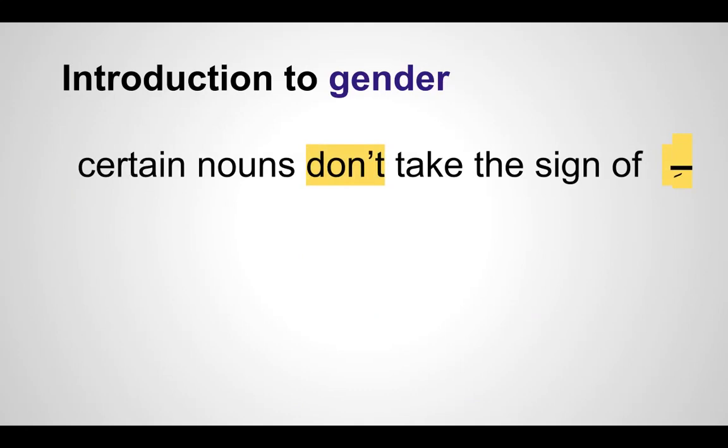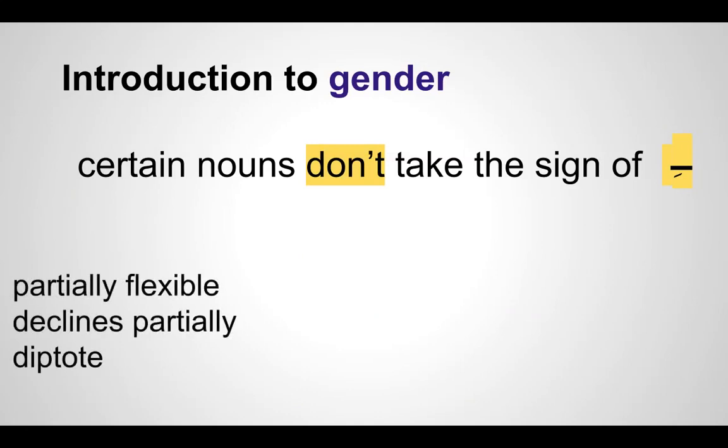However, we need to know that certain nouns do not take kasra at the end of the letter, and those are called partially flexible. They take a dhamma, but after the dhamma there is no kasra at the end of the letter. So these are called diptotes, or partially flexible, or we can say they decline partially. We just talk a little bit about this so we can understand the following sessions, inshallah.